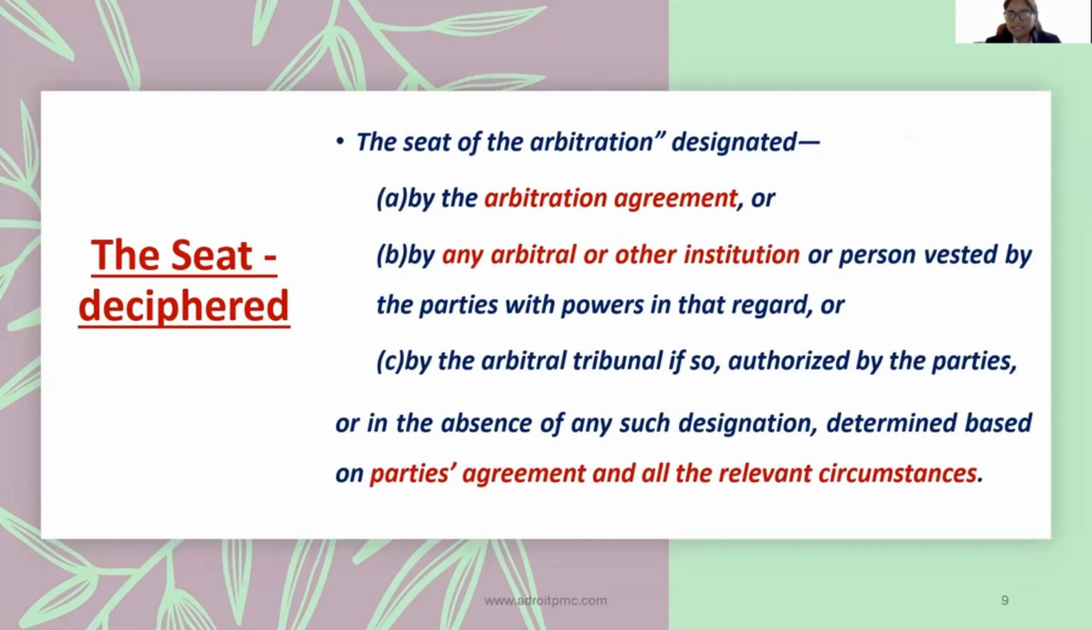So how is this seat being determined? Generally, it is determined based on the arbitration agreement. If it is being clearly mentioned, then the seat will be the same. If it is not mentioned, the tribunal will decide. If not, the parties will decide, or the institution where they are referring the dispute for arbitration.